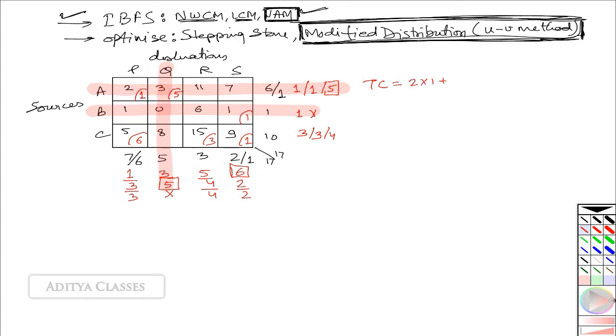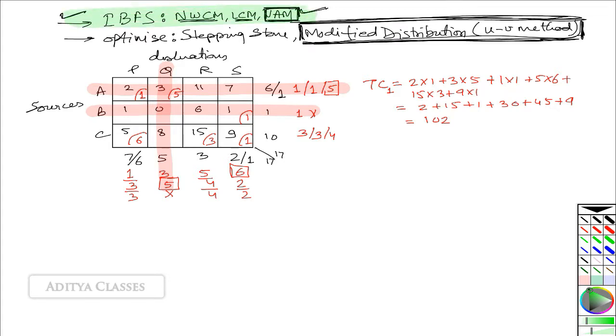What is my total cost for this IBFS? So the total cost at my first stage is 102. 2 multiplied by 1, 3 multiplied by 5, 1 multiplied by 1, 5 multiplied by 6, 15 multiplied by 3, 9 multiplied by 1, and so I get a total cost of 102 rupees. Now this was my first stage. Now I'm through with my IBFS. Okay, I used VAM for this IBFS and now I'm through with it.